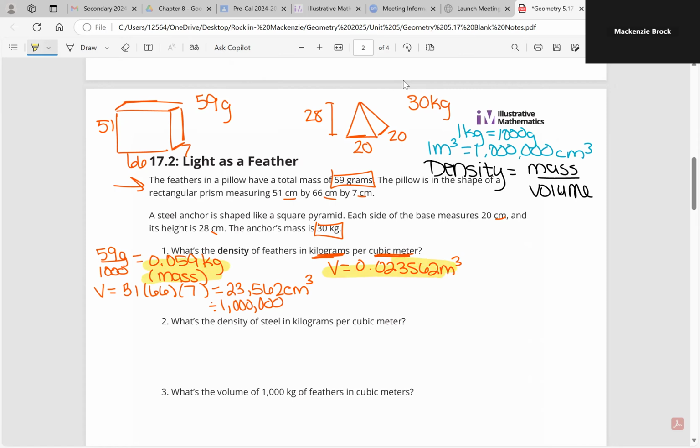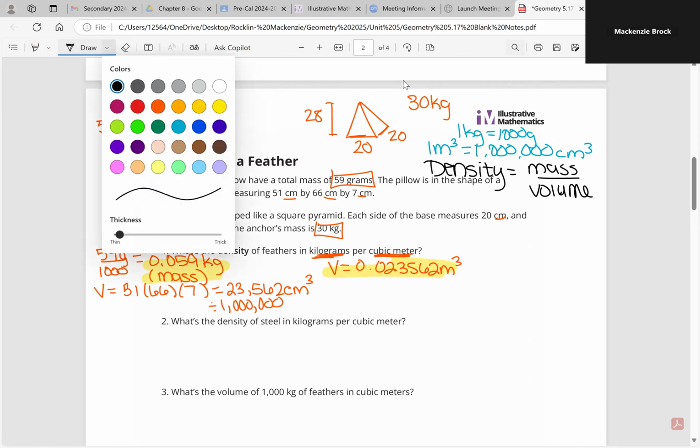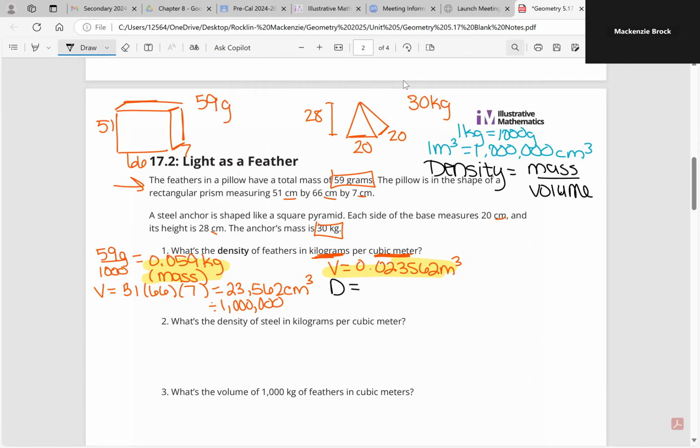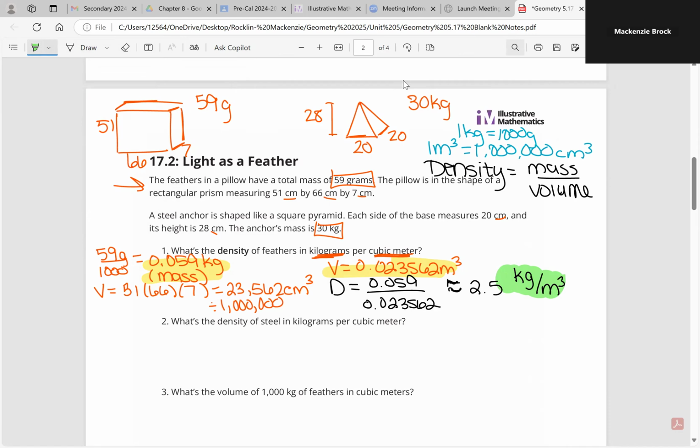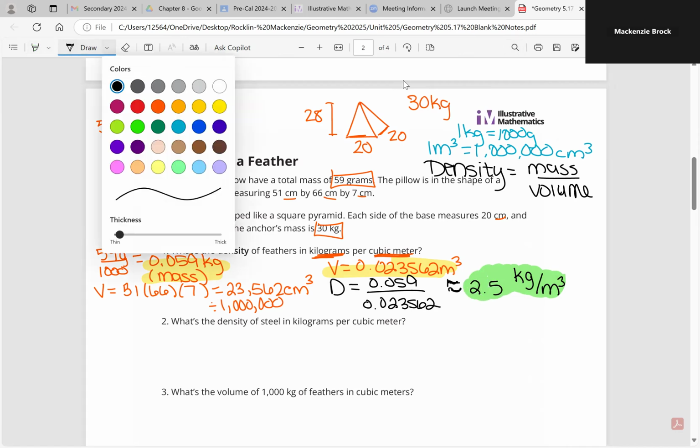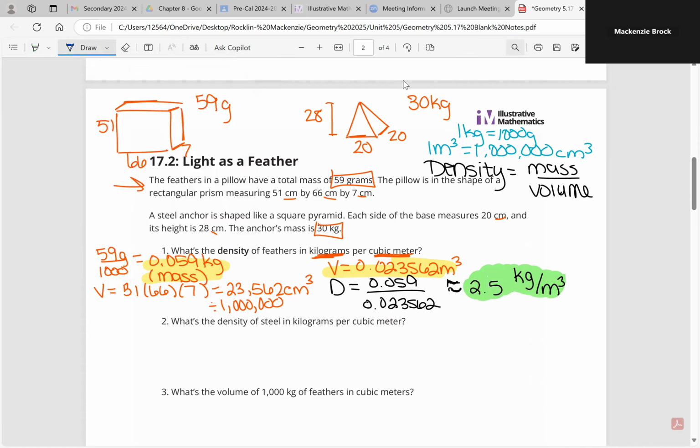Okay, so notice I have my mass here. I have my volume. So let's calculate. Density is equal to mass divided by volume. When you put that in a calculator, you get about, because it's rounded, 2.5 kilograms per cubic meter. Okay, so there was kind of a lot that went into that, but mainly just because we needed to convert some stuff. The density problem itself is straightforward once you get there.